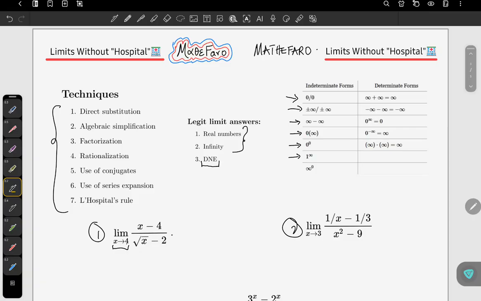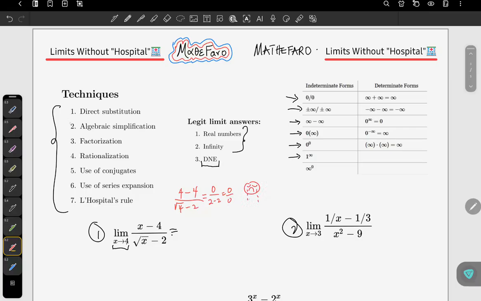So if we look at question 1 here, the first thing that we ought to do is to substitute 4 for x. So we're going to have 4 minus 4 over square root of 4 minus 2, which equals 0 over 2 minus 2, and that is 0 over 0. That is an abomination. Okay, so it means we need to do something else.